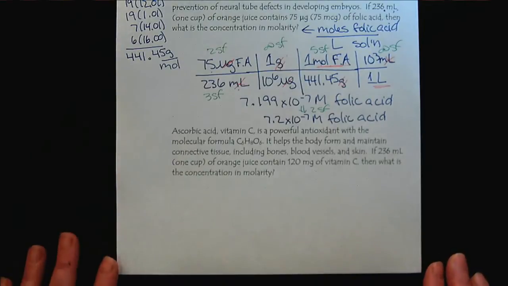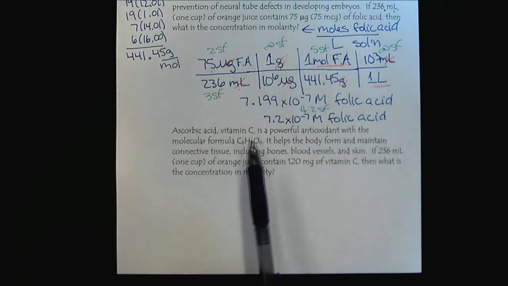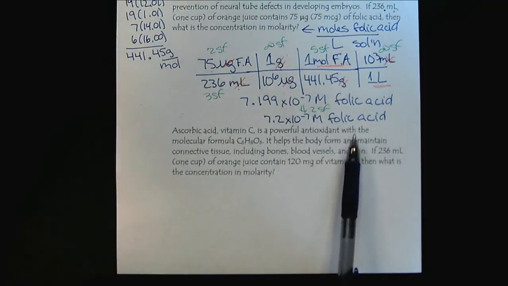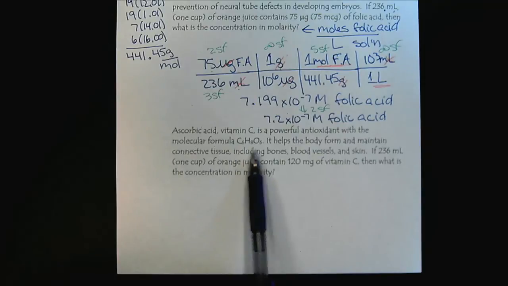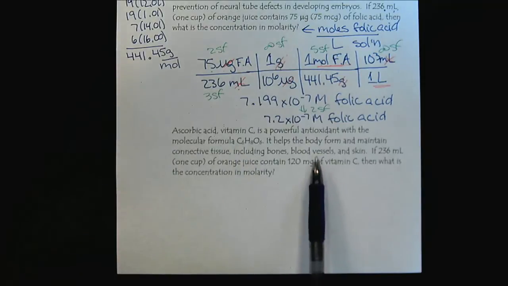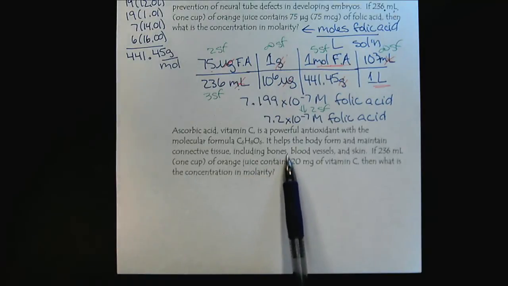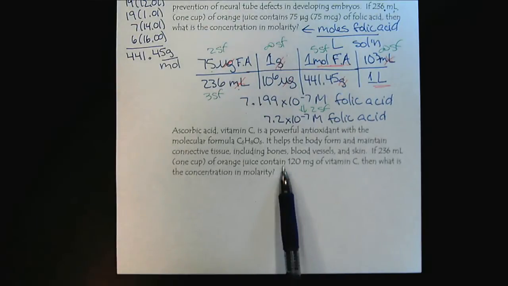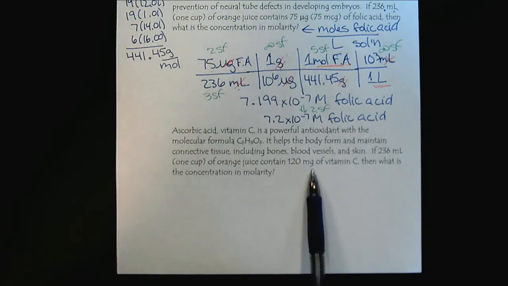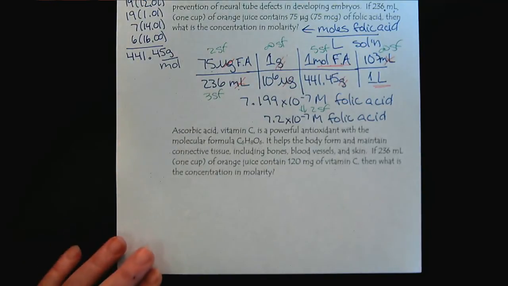So here we have ascorbic acid, also known as vitamin C, and it's a powerful antioxidant with the molecular formula C6H8O6. It helps the body form and maintain connective tissue, including bones, blood vessels, and skin. So if that same cup of orange juice contains 120 milligrams of vitamin C, what is the concentration in molarity?